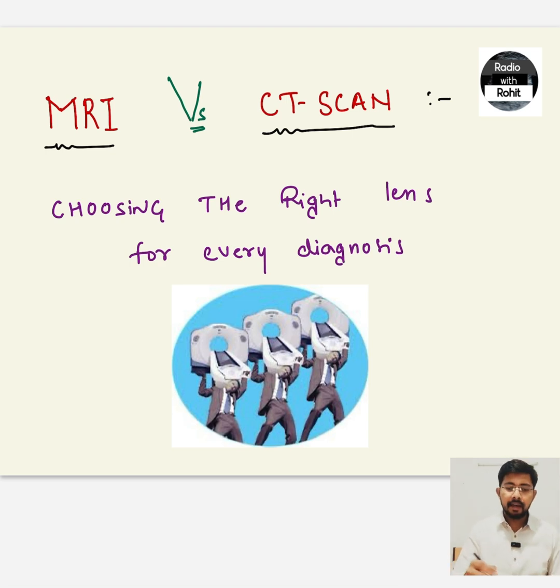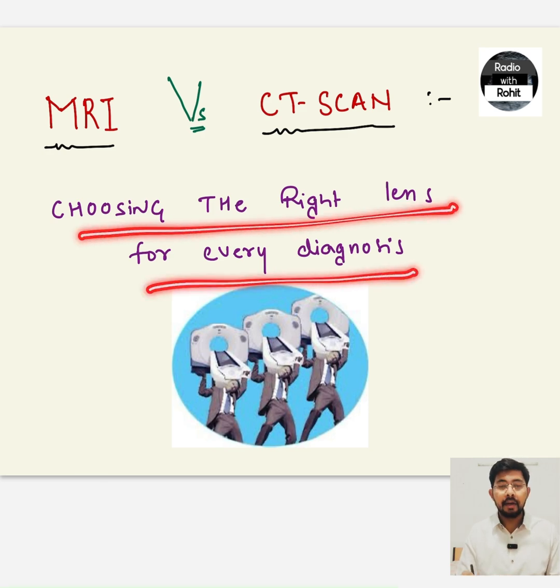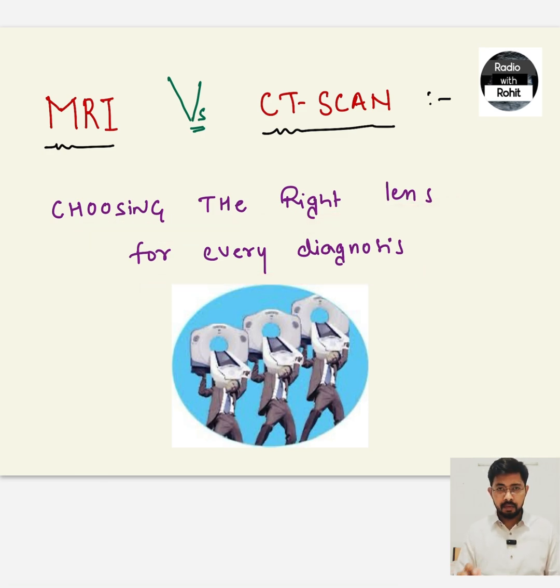Today we are going to discuss one very confusing topic: when we have to prefer MRI and when we have to prefer the CT scan. This is a common question every newcomer in the Department of Radiodiagnosis, or our colleague physicians, usually ask us: in this condition, what should we prefer, MRI or CT scan? So, choosing the right lens for every diagnosis. Here we are dealing with this confusion.